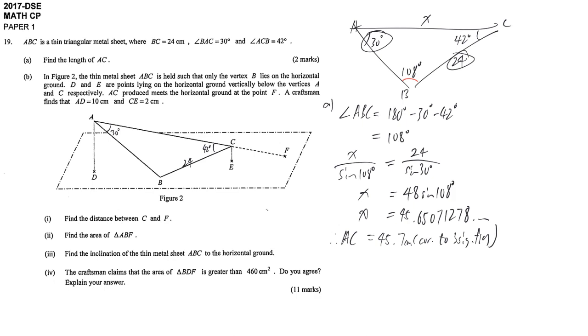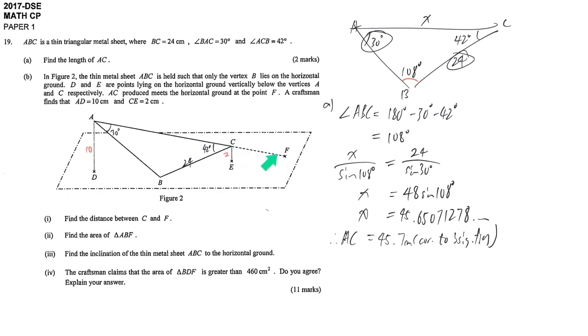And then after that, they say that we have to hold ABC like the figure such that only vertex B touches the horizontal ground, and A and C are held above the ground, and then they tell you D and E are the points on the horizontal ground vertically below, which means that D is the projection of A and E is the projection of C also. After that, they say that AD is 10 cm, CE is 2. We have to find the distance between C and F. We have to consider how long it is.